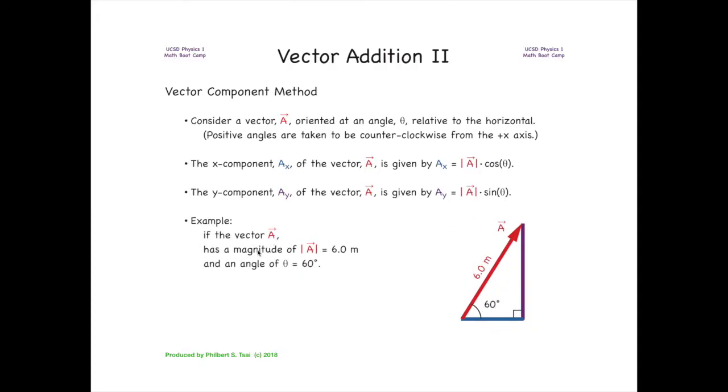As an example, if the vector A had a magnitude of 6 meters in length and was at an angle of 60 degrees with respect to the horizontal, then our formula would give us that the x component of the vector A is 6 meters times cosine of 60, which gives us 3 meters. Similarly, Ay, the y component of the vector A, is found from multiplying 6 meters times the sine of 60 degrees. Sine of 60 degrees is roughly 0.866, which gives us a final answer of 5.2 meters for the y component.